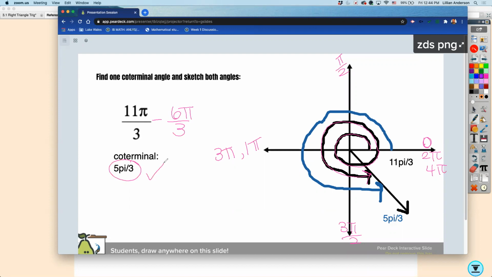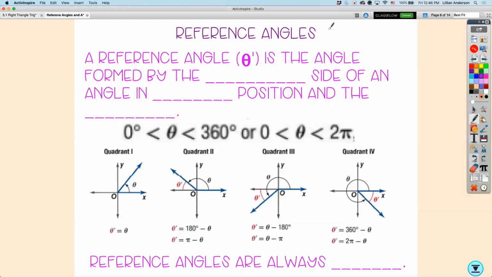So then they only had to go around not even one full time just to meet it back up there. This is how you sketch angles and also with their coterminal angles. So going into our notes to get our sheet on reference angles. Reference angle is denoted with the theta symbol and an apostrophe. That is the symbol for reference angle.